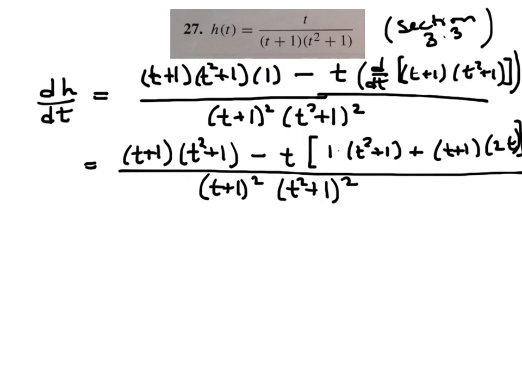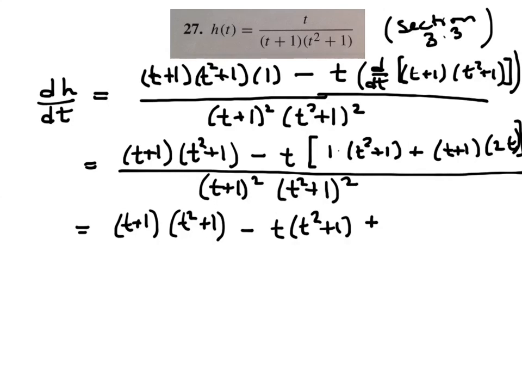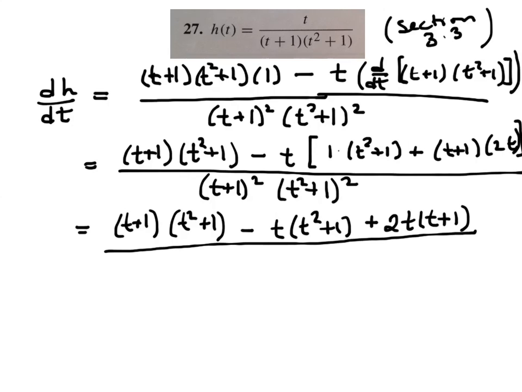All right, now all we have to do is simplify. Let's see. So we have minus t times (t squared plus 1) plus 2t times (t plus 1). Okay, and I'm going to just stare at this for just 1 second to see if I think this can get any simpler. I think it can, actually. I think if we expand out the numerator, things will get simpler.